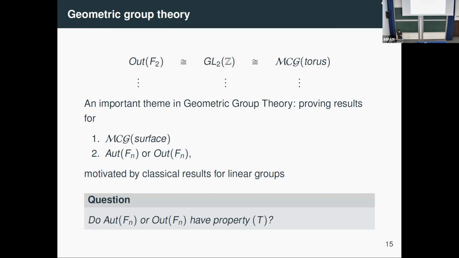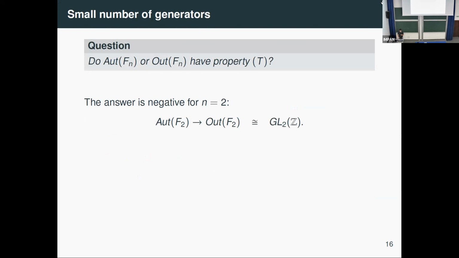And a natural question in this setting that's been open for a while is: do Aut(Fn) or Out(Fn) have property T? The same question applies to mapping class groups, but at this point nothing is known about that. Okay, so in the case of SL_n, the property starts with n equal to 3. So there's a certain point at which there is a transition.